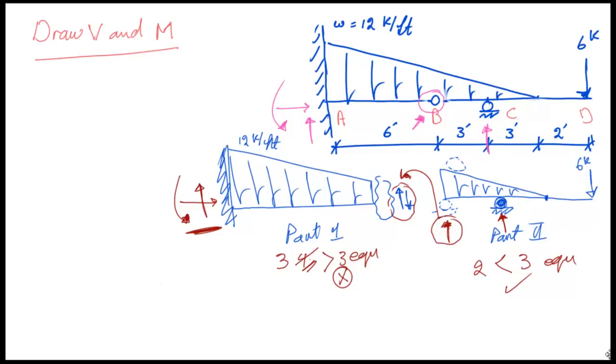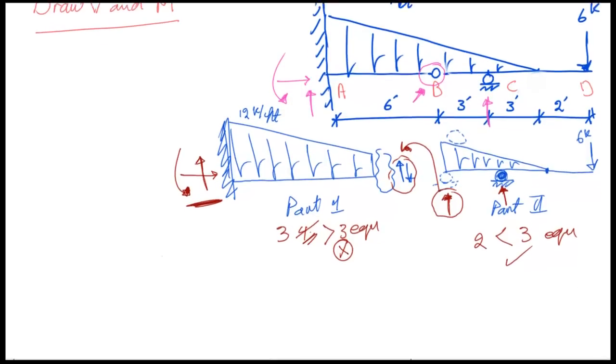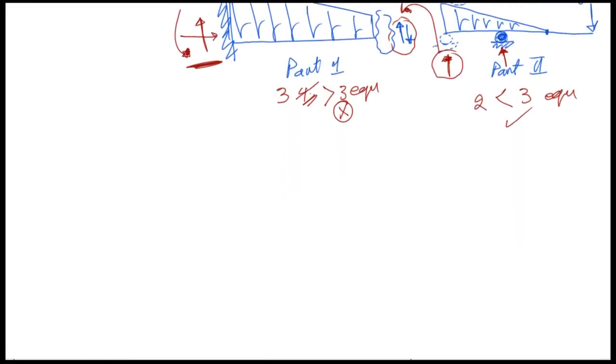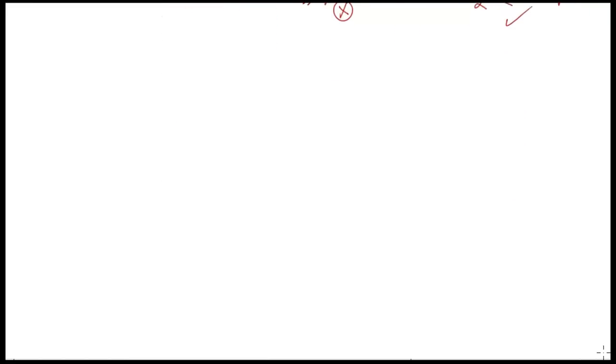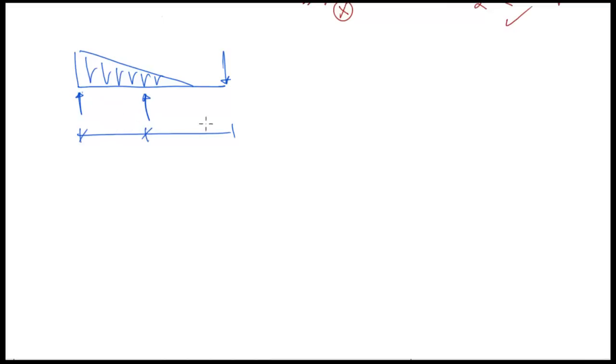So let's see how we can do this. Okay, let me scroll down. Okay, so the first beam, I have a beam that has a reaction here, a reaction here, a force here, and a triangular load that looks like this. And the dimensions I have here are 3 feet, 3 feet, and 2 feet. I have 6 kips.